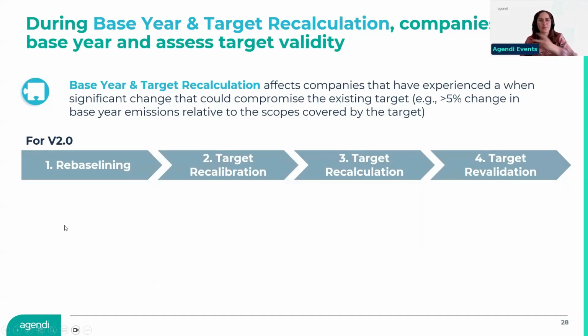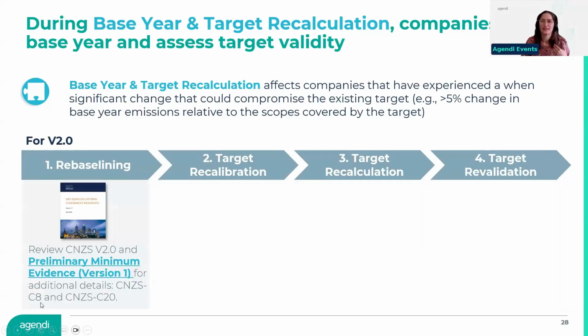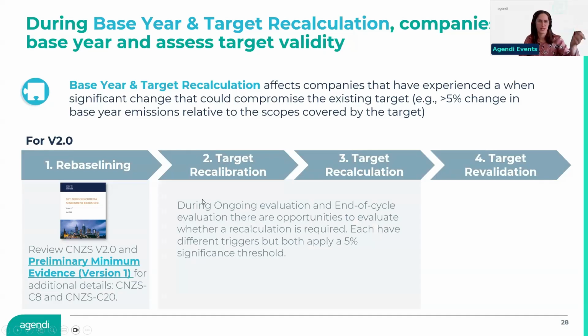Okay. Same thing, but for V2.0. There are additional trigger criteria that can be found in the C criteria 8 and 20 of the standard itself, as well as this preliminary minimum evidence document, which I will say is preliminary and is still subject to change. However, under V2.0, there has been a distinction made between the different types of triggers. Largely, they're similar, right? Still mergers, acquisitions, investments, methodology changes, things like that. However, there are two different timings for the triggers.